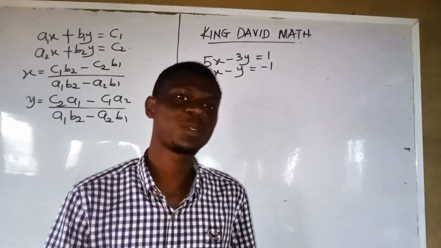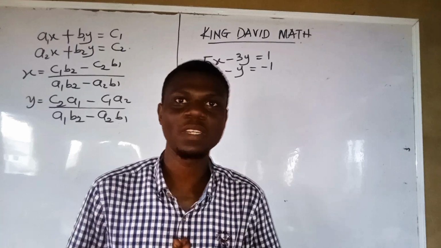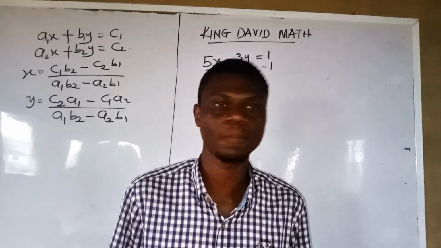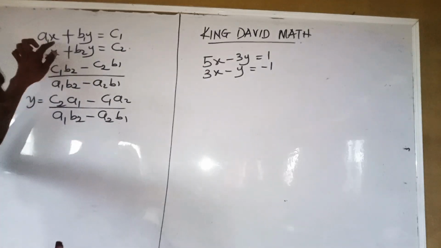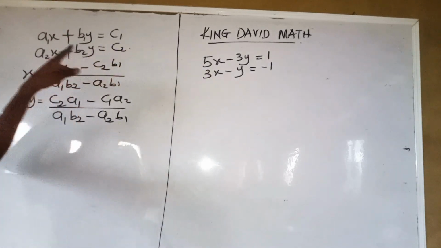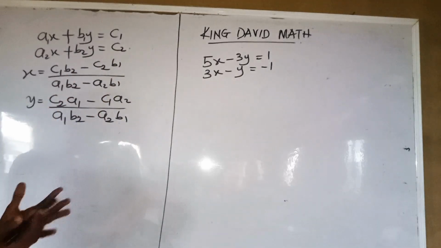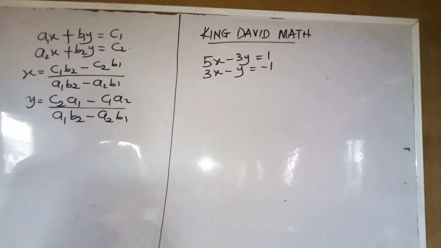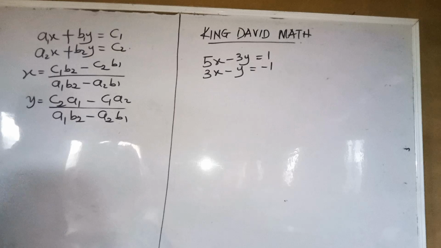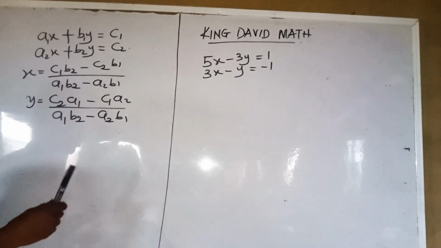Most people waste time solving simultaneous equations, and today I'm going to be showing you a short trick to solving a simultaneous equation very easily and quickly. Now, if I have a simultaneous equation, in this case, a1x plus b1y equals c1, a2x plus b2y equals c2, then I can easily say that my x equals (c1b2 minus c2b1) over (a1b2 minus a2b1), and also my y equals (c2a1 minus c1a2) over (a1b2 minus a2b1).